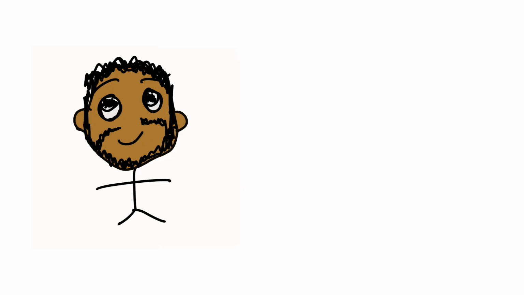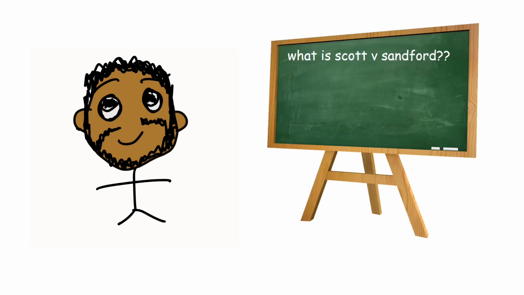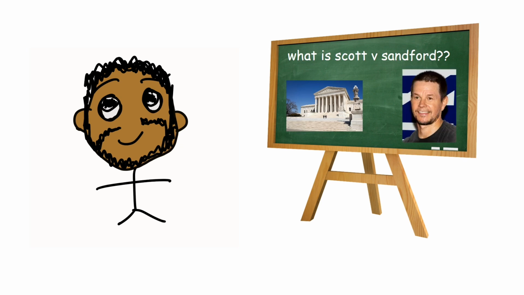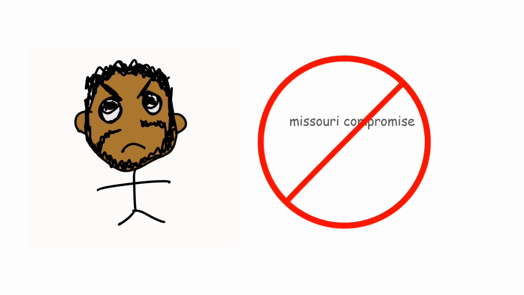Anyways, if you're anything like me and had no idea what Scott v Sandford was, I'm here to give you a quick crash course on it. Basically, it's a dumb Supreme Court decision made by a racist that declared the Missouri Compromise unconstitutional. This made it so that slaves would not be considered citizens under the Constitution.